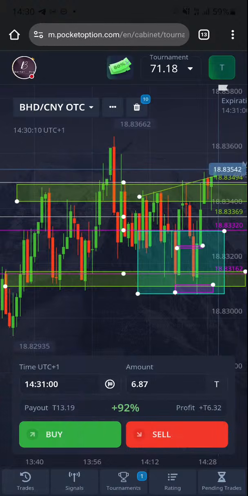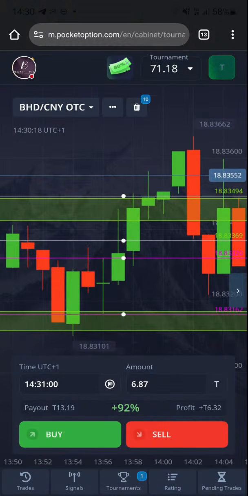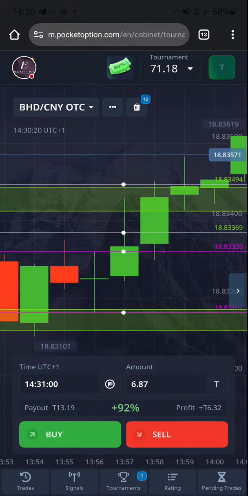Now, this area of support and this area of resistance up here. Now you can see they are trying to achieve a breakout. Now you see inside this ranging market, we have this doji. This candle that looks like a cross is what you call a doji.